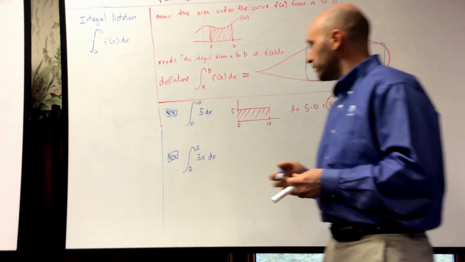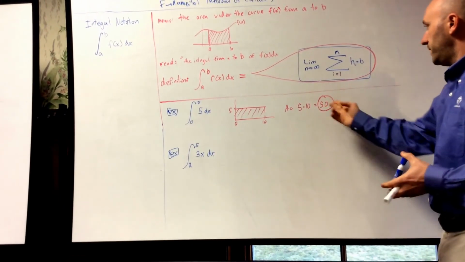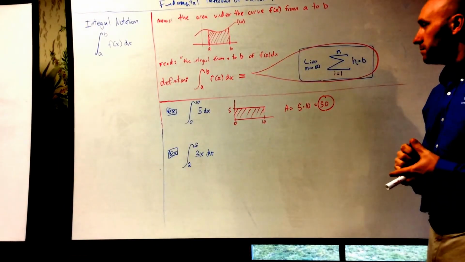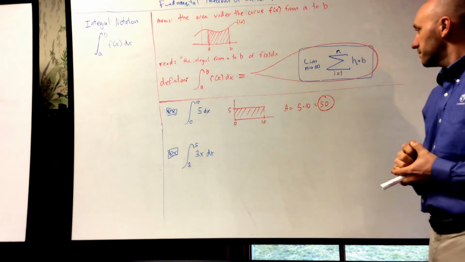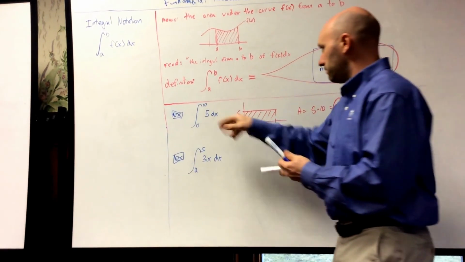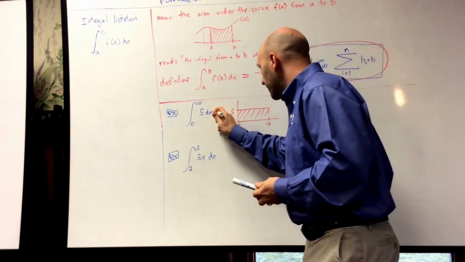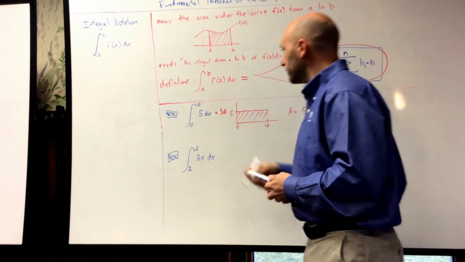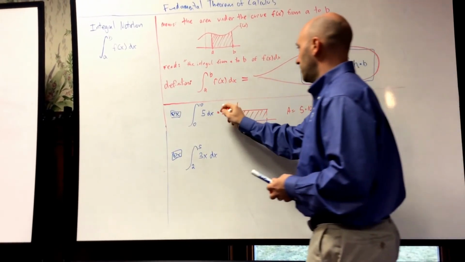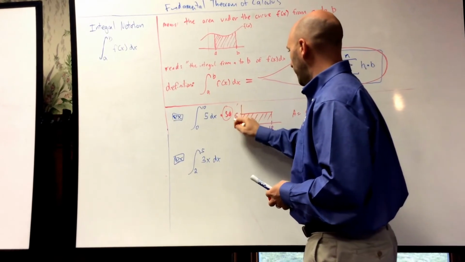Lisa, how do you write the answer? 50. It would just be A equals 50. Yeah, if I want to, I could write it here, equals 50. Okay. And there's my thought process.